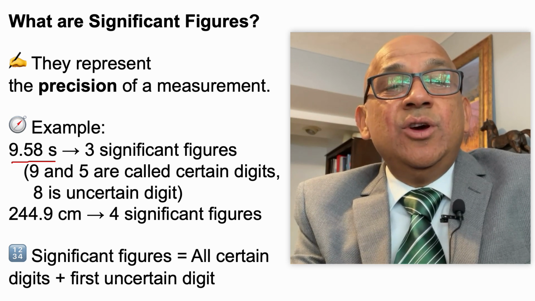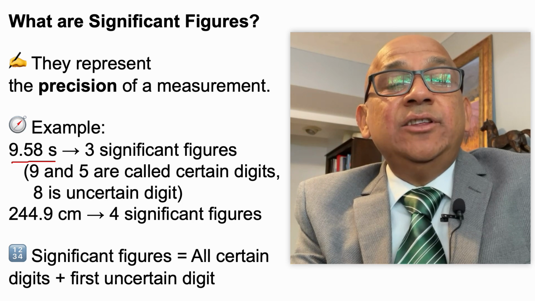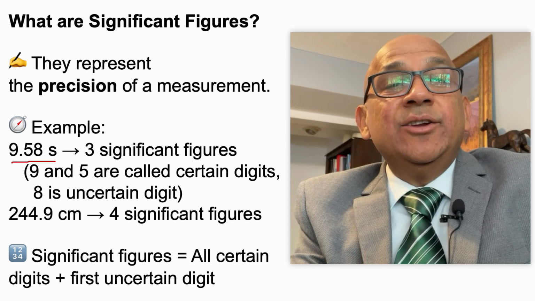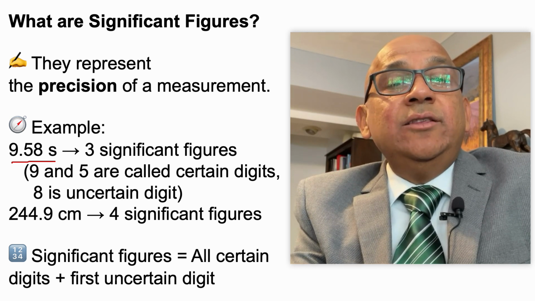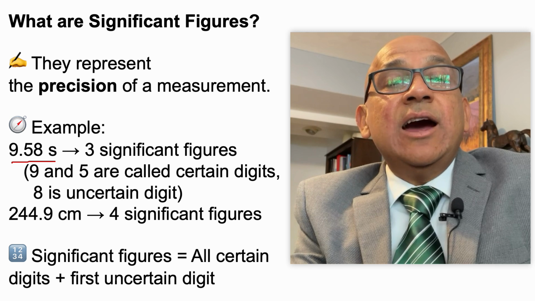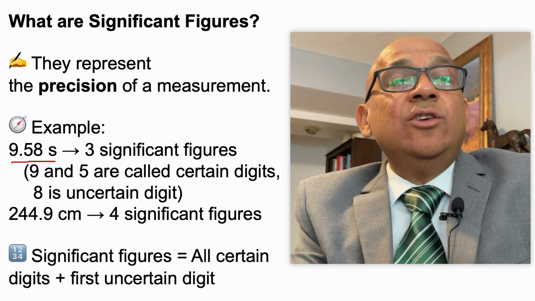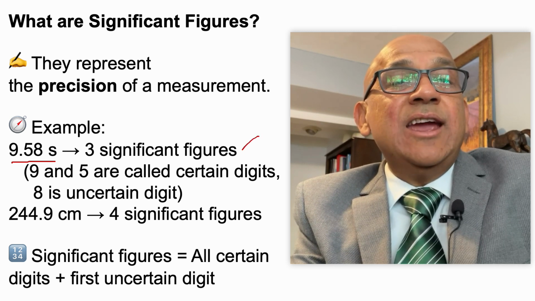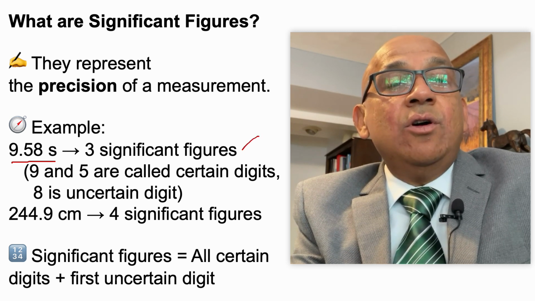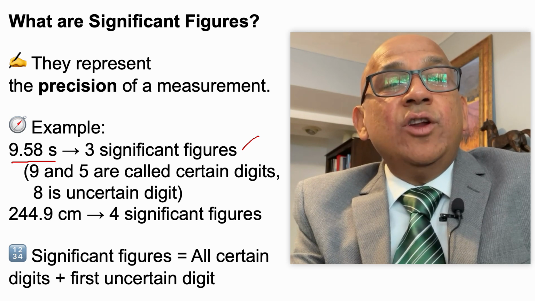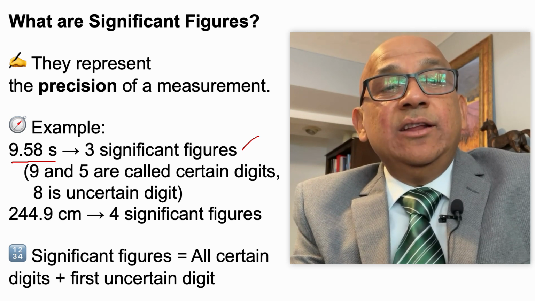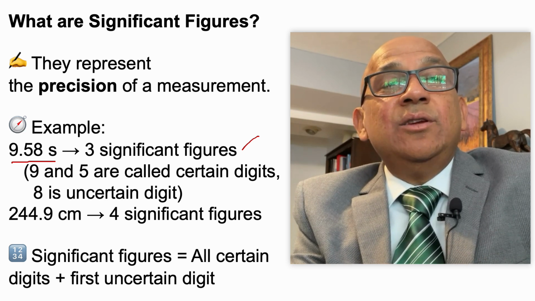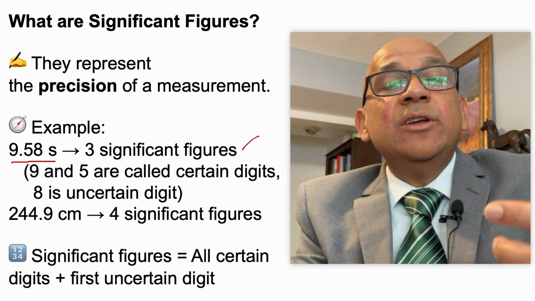244.9 centimeter. So again, here you see that the last digit 9 is uncertain and the rest of the digits are certain. So all certain digits plus the first uncertain digit are called significant figures. In the case of 9.58 seconds, there are three significant digits 9, 5 and 8, while in the case of 244.9 there are four significant digits, which are all of 244.9. So in this way, this represents how precise a measurement is.